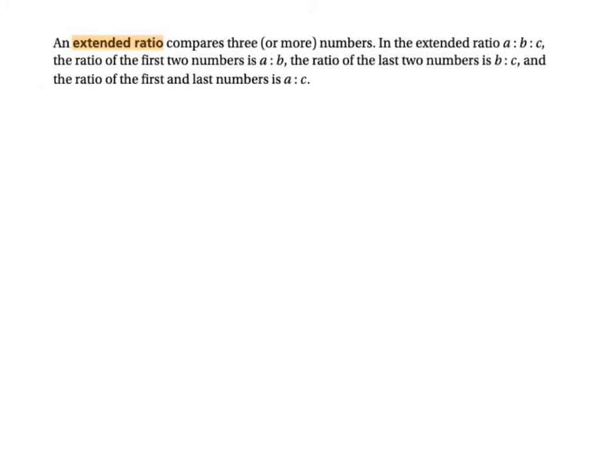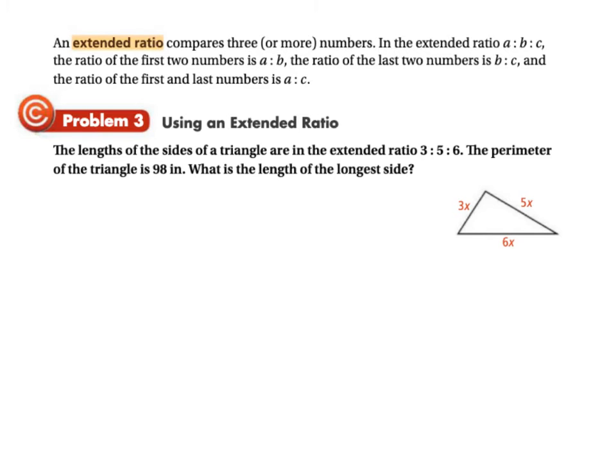Okay, be asking questions during class if you don't get this, or check in with me if you need more explanation for those ones we just did. But we are now talking about an extended ratio where, instead of just comparing 2 values, we're comparing 3 or more. Okay, so a ratio of A to B to C, or whatever. What does that mean in real life? Well, the lengths of the sides of a triangle are in a ratio of 3 to 5 to 6. We know that the perimeter of the triangle is 98 inches. What is the length of the longest side?